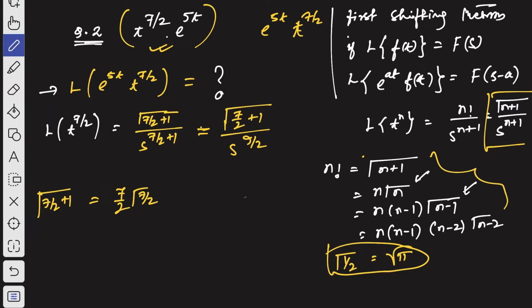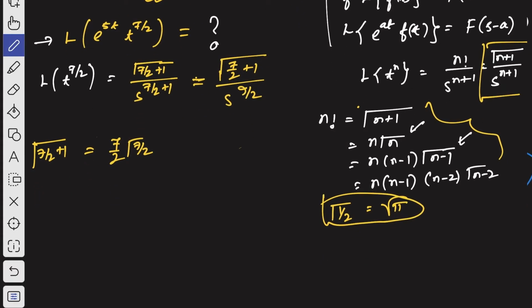Let me scroll down the page a little bit. Okay, so 7 by 2, then this gamma function of 7 by 2 is 7 by 2 minus 1, times gamma of 7 by 2 minus 1. If you calculate this, then you will get 5 by 2, right? You will get 5 by 2, then gamma function of 5 by 2.